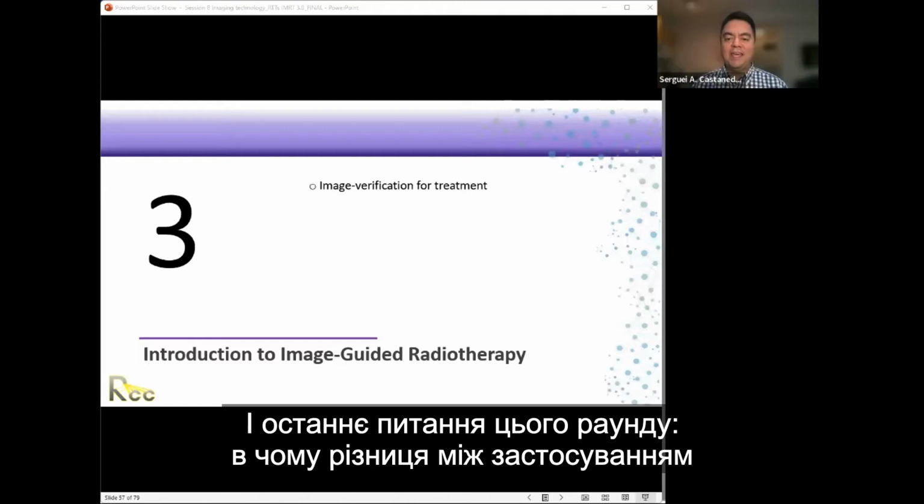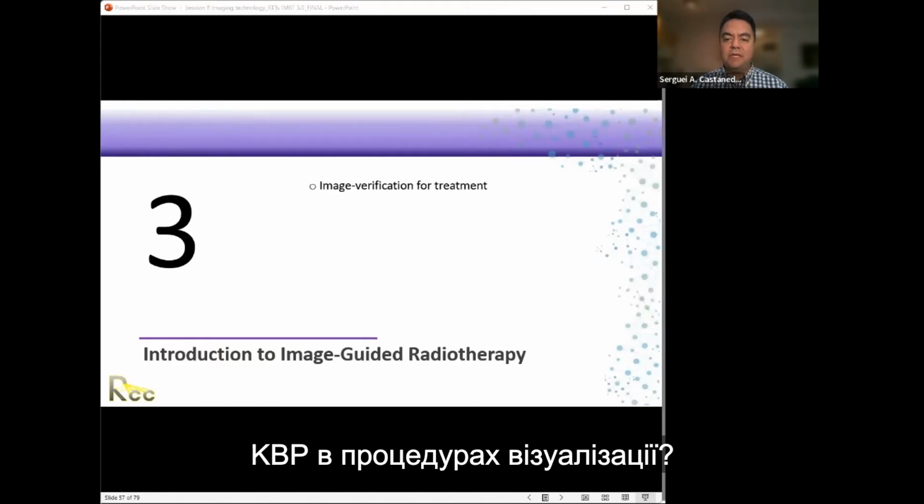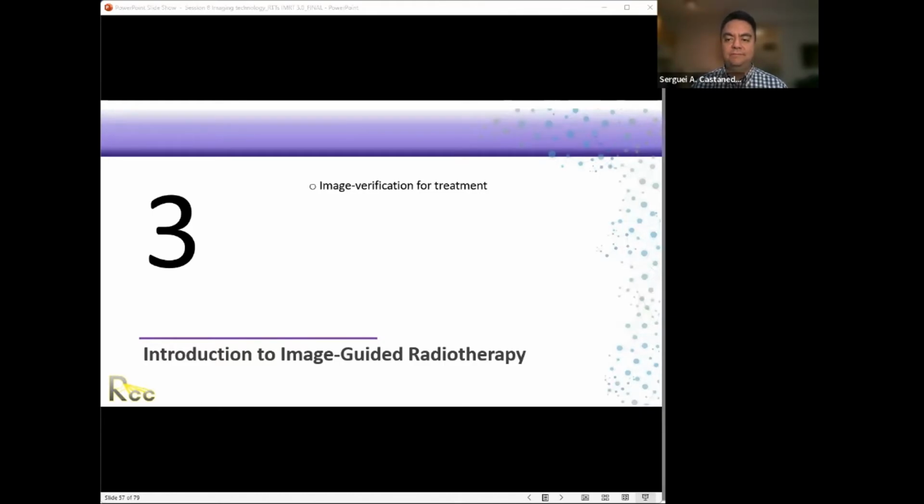That's clear. And the last question I have for this round is, what is the difference between applying KBP and KBA in imaging, and what risks abound in using KBP in imaging procedures?